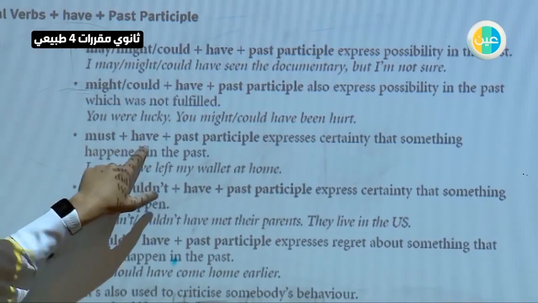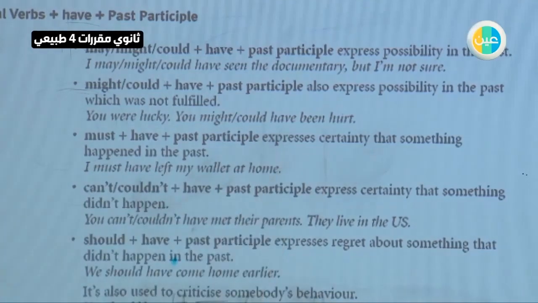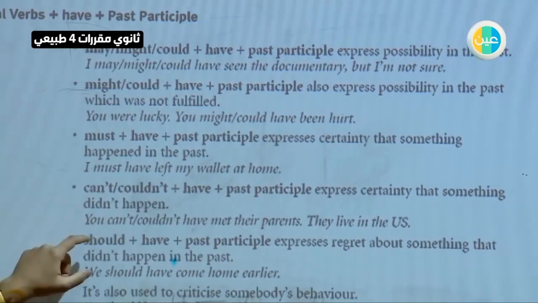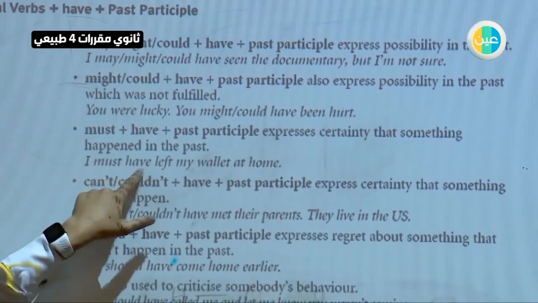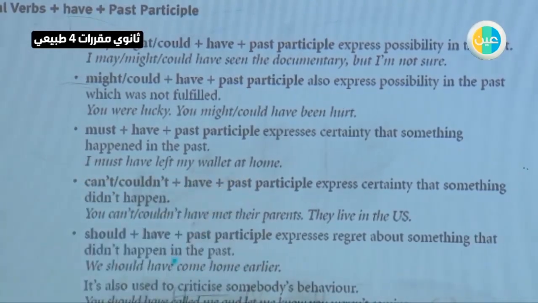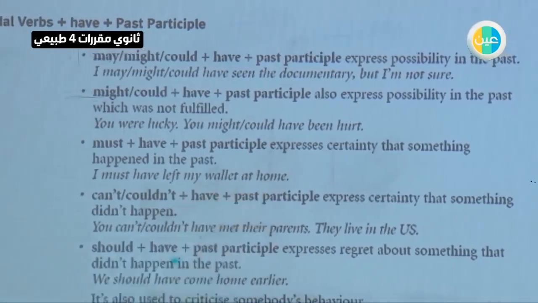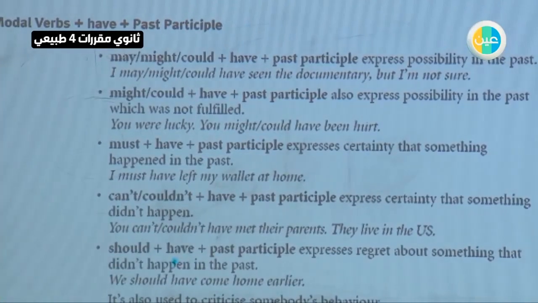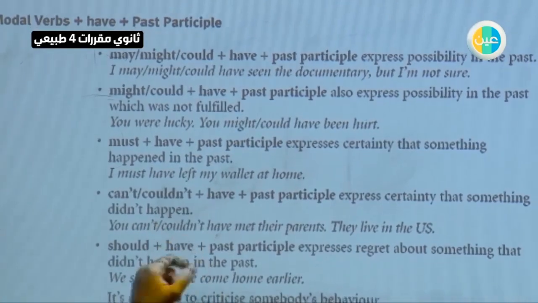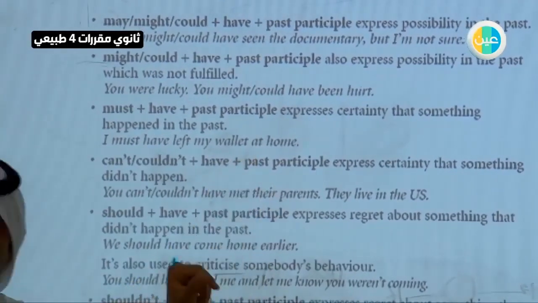Must plus have plus past participle expresses certainty, which is you are sure that something happened. I must have left my wallet at home. So I was looking for my wallet. I didn't find it. So I must have left my wallet at home. So I am sure that my wallet is at home.